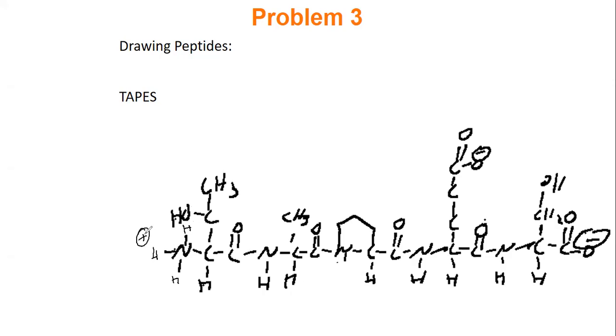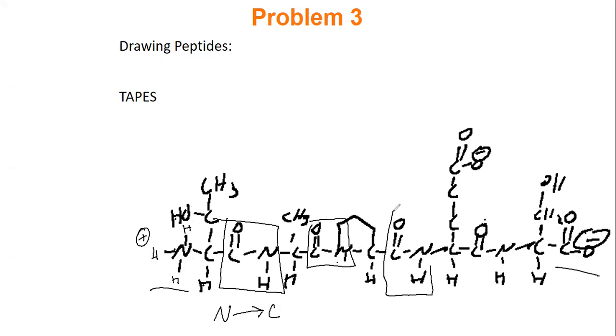Some things to note is that all peptides begin with an N terminus and they end with a C terminus. And we always write it like that. It's always N to C. Connecting every single amino acid is our peptide bond, and that's what I'm blocking off right here. This peptide bond is showing us where one amino acid ends and another one starts. So this is T, A, P, E, S.